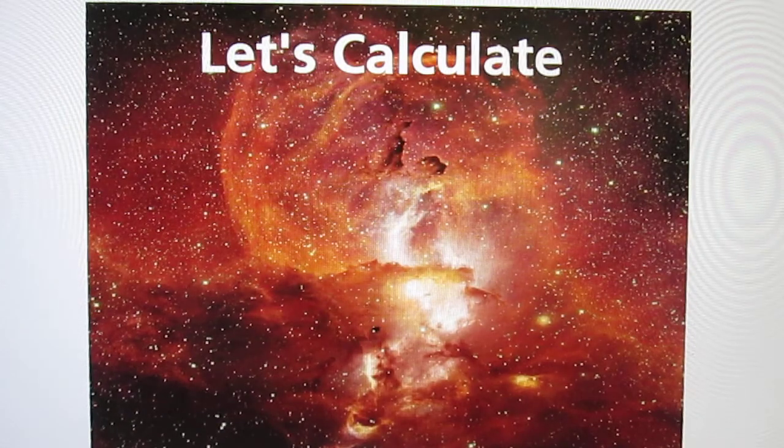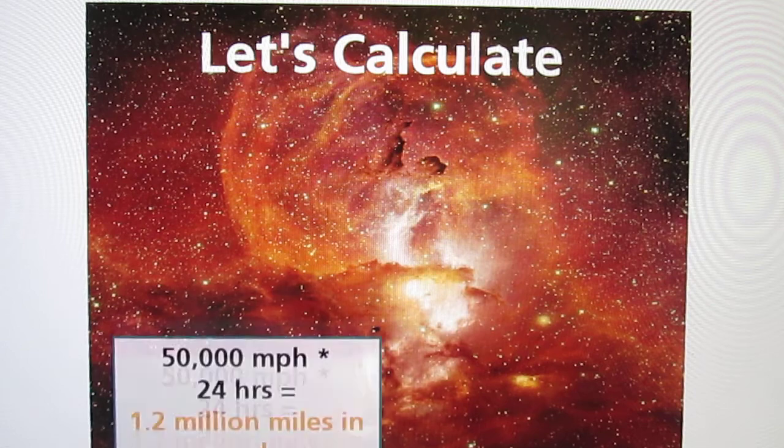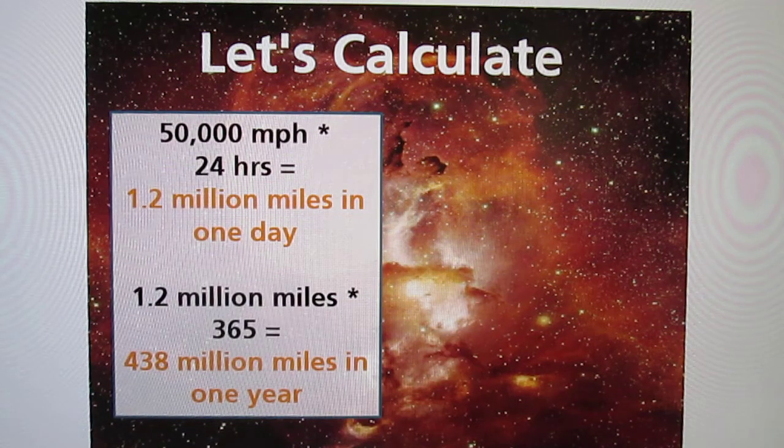Now that we know how far away Proxima Centauri is, let's do some math to see how long it would take for us to travel there. We learned that we have no interstellar spacecraft capable of traveling at 50,000 miles per hour. But let's pretend that we were capable of traveling at that speed. If we were to multiply 50,000 miles per hour by 24 hours in the day, we see that we could travel 1.2 million miles in 1 day. To find the distance we could travel in a year, let's multiply 1.2 million miles by 365 days a year. That tells us that we could travel 438 million miles in 1 year.